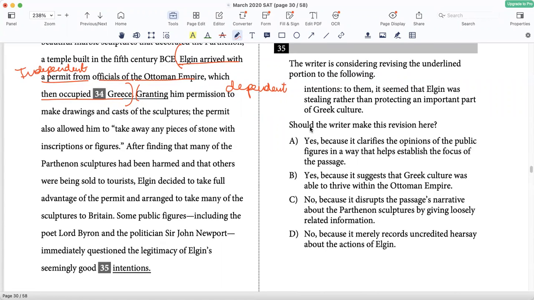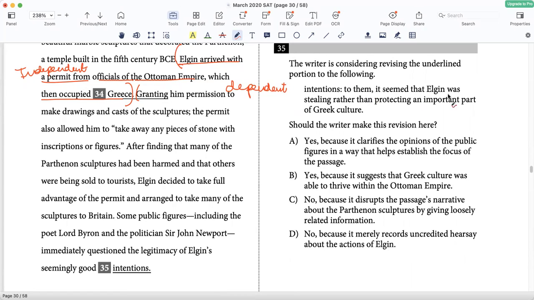Elgin's seemingly good intentions. To them, it seemed that Elgin was stealing rather than protecting an important part of Greek culture. Right. So this kind of explains why Lord Byron and Sir John Newport questioned Elgin's actions, because he seemed to have wanted to protect the Elgin marbles, but at the same time, the fact that he transported all of them to Britain was something that rankled these people.